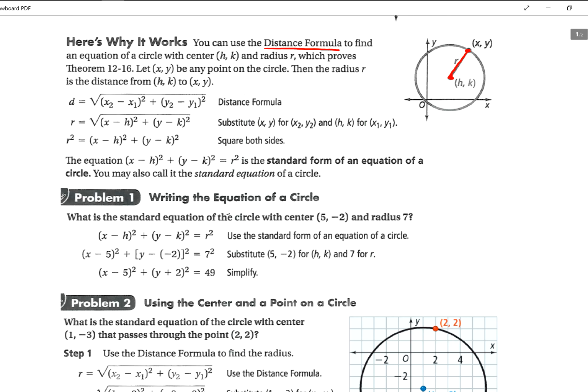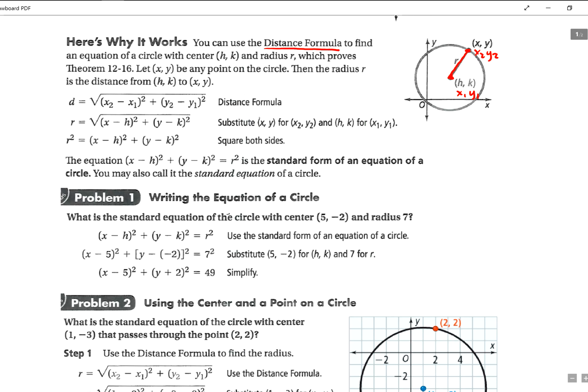And you remember our distance formula is the square root of the quantity (x2 minus x1) quantity squared plus the quantity (y2 minus y1) quantity squared. That's our distance formula. And you notice that our 2 points here, we can name them (x1, y1) and (x2, y2). And if we put them into our distance formula, the length we're looking for is the radius. And we simply substitute in.